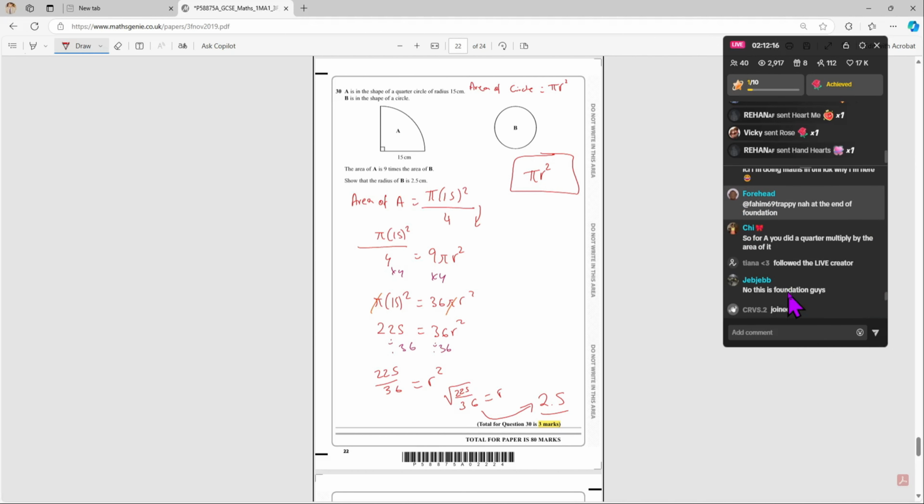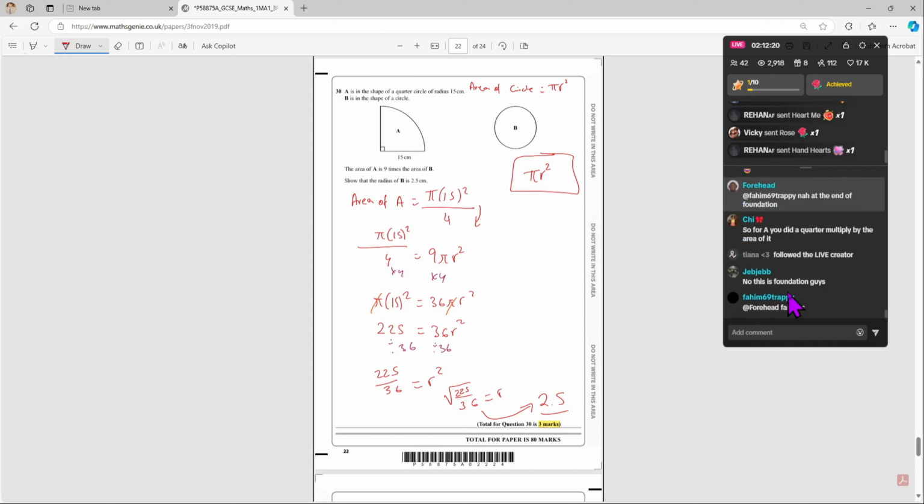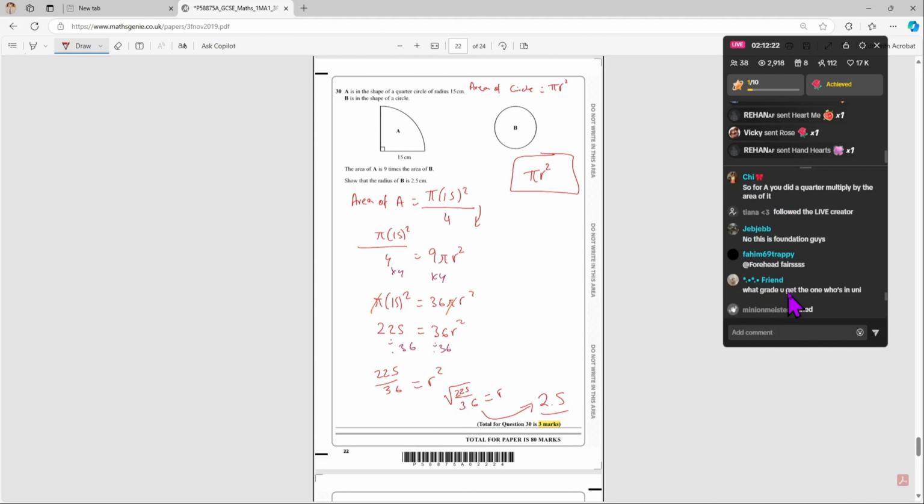So for A, did the quarter multiply by the area of it? Yes. I divided by 4 because it's a quarter circle.